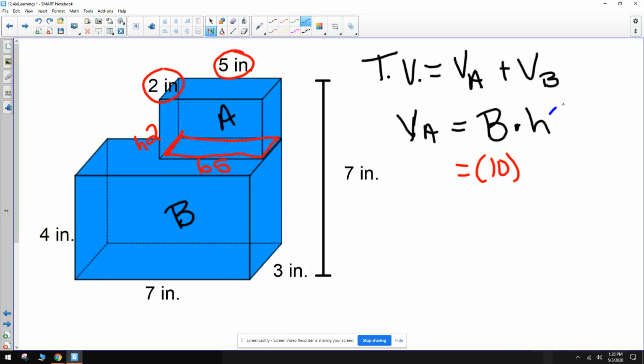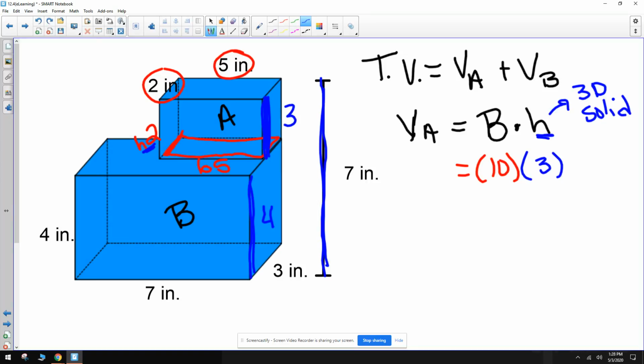Then this, remember, is the height of the 3D solid. So this height and this height are completely different, and I need this height for the 3D solid. I don't have it, but what I do have is that the total height is 7 and the height of this shape is 4. So all of it is 7, this is 4, which means this has to be 3. I multiply that by 3, and I get 30.